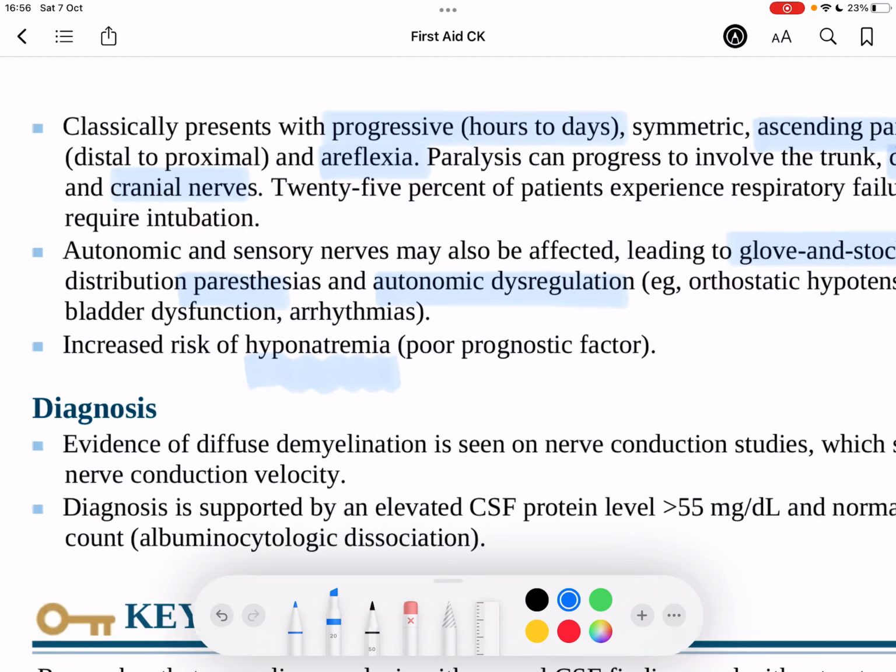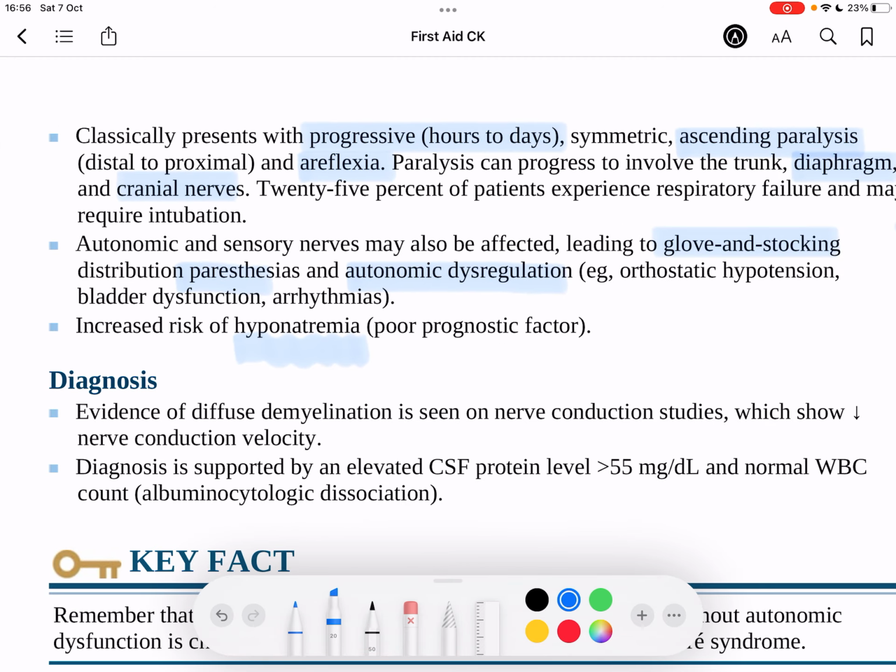In terms of the risk for hyponatremia, there is no specific well-identified cause of this, but it's presumed to be related to syndrome of inappropriate ADH secretion, or SIADH. There are a couple of other people who suggest it is due to dysphagia in patients with Guillain-Barré. They're not able to consume enough food with salt in it, but there's no common consensus on that, so that's a bit of a question mark in medicine.